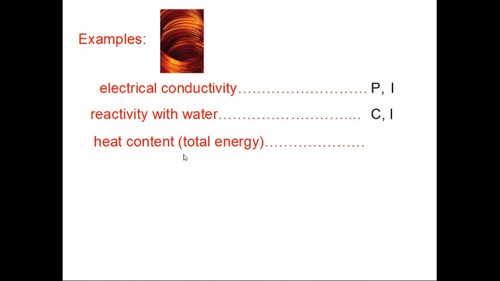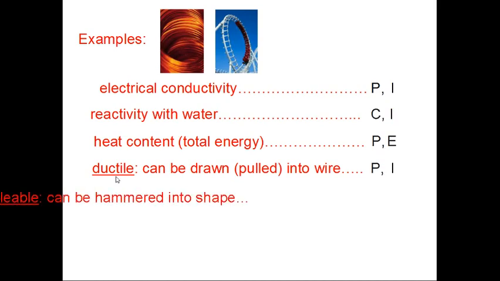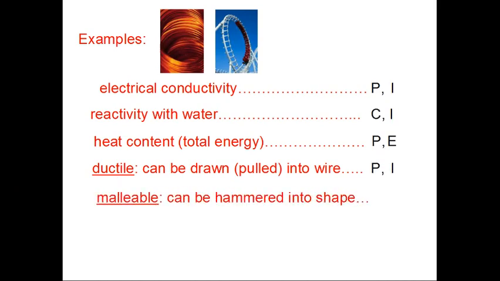Heat content. Total energy. Now there's a buzzword. Total energy. How much energy you're holding, how much stuff you've got. That's an extensive property, but you don't change it when you see how hot it is, so it's a physical property. Ductility is a word that means you can be drawn into a wire. It's still the same thing, even though you put it into a wire. Physical property and intensive.